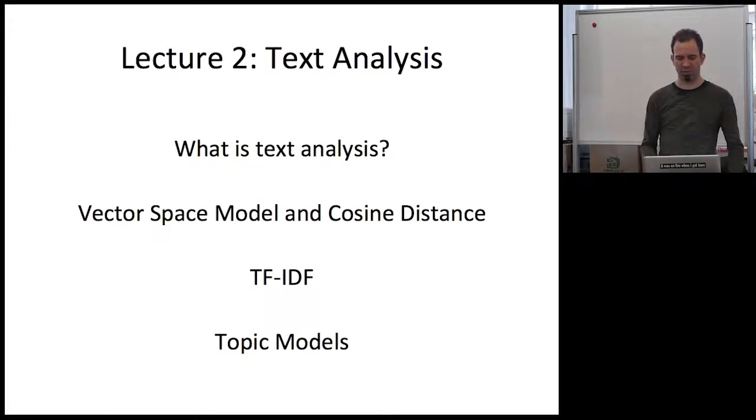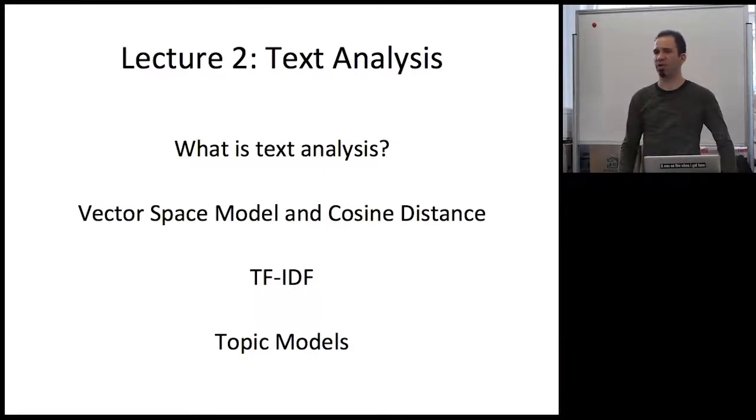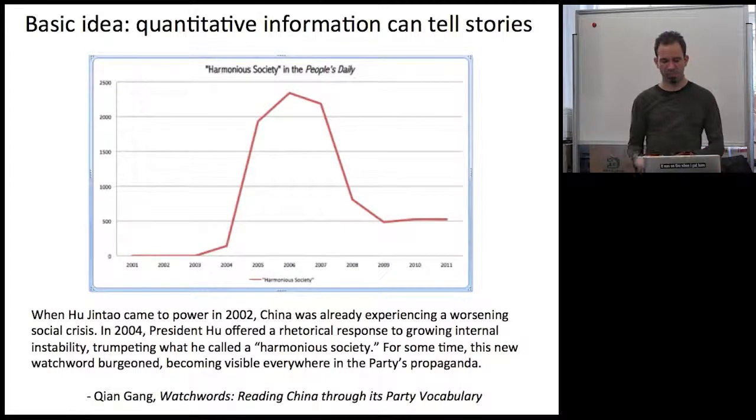The first thing we're going to do is try to define it. The core idea here is that quantitative information of some sort, some type of numeric information that you can derive from text, tells a story. Much like the visualization that we produced told the story about the voting in the House of Lords. So here's an example from the China Media Project. And this is basic word counting.